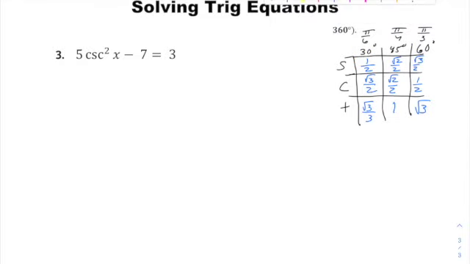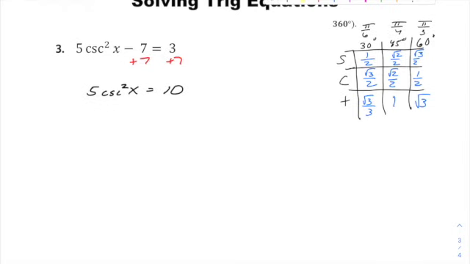Just figured I'd do one with a reciprocal function, like a secant, cosecant, cotangent. In this case, cosecant squared. So I'm going to add 7 and divide by 5. If you can do it all in one step in your head, go for it. Just don't make any silly mistakes. Silly algebra mistakes are the killers here. I'm going to divide by 5 now. Cosecant squared of x is equal to 2.